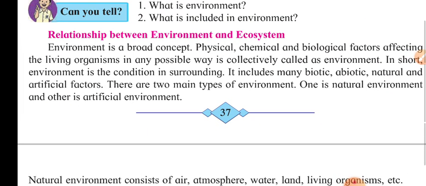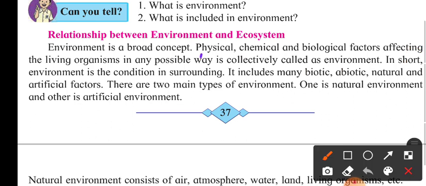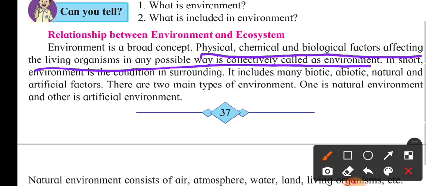Environment is a very broad concept. Physical, chemical, and biological factors affecting living organisms in any possible way are collectively called the environment. This is the definition of the environment; you can note it down. In short, environment is the condition in our surroundings. It includes many biotic, abiotic, natural, and artificial factors.